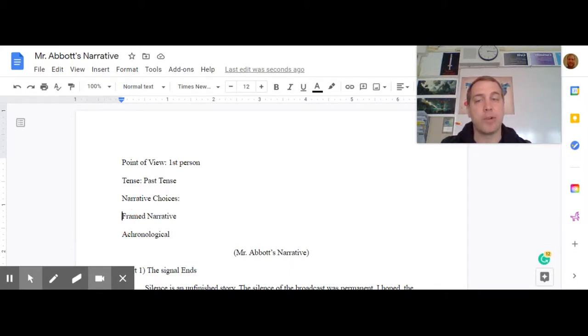So this is pretty simple. It's a pretty easy assignment. I just want you to use what you learned here. I'm going to be looking for this little piece of information in the top left-hand corner of your narrative. Tell me, what is the point of view of your narrative? What is the tense you chose to write in? And what narrative choices that we talked about in the video did you make? I will be checking this when I go to workshop your assignment. I expect to see this information in the top corner of your narrative. Thank you, and of course, let me know if you have any questions on this assignment.